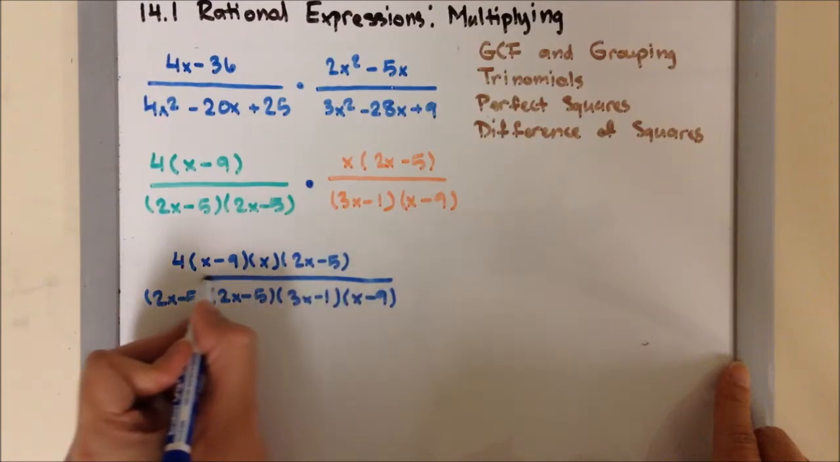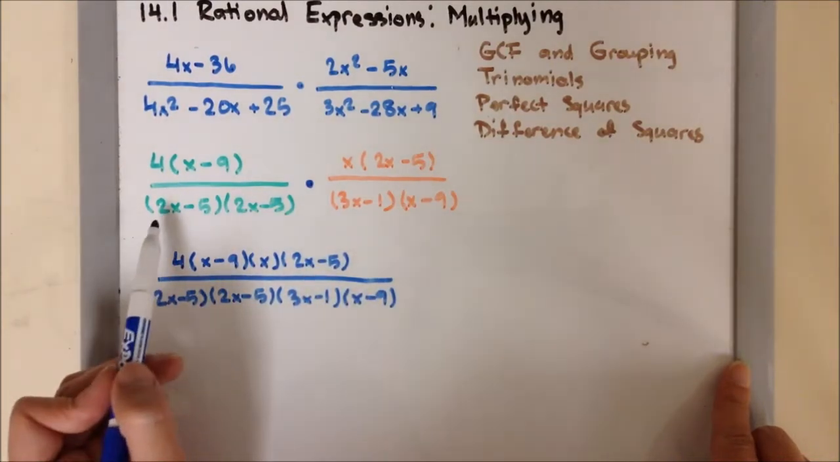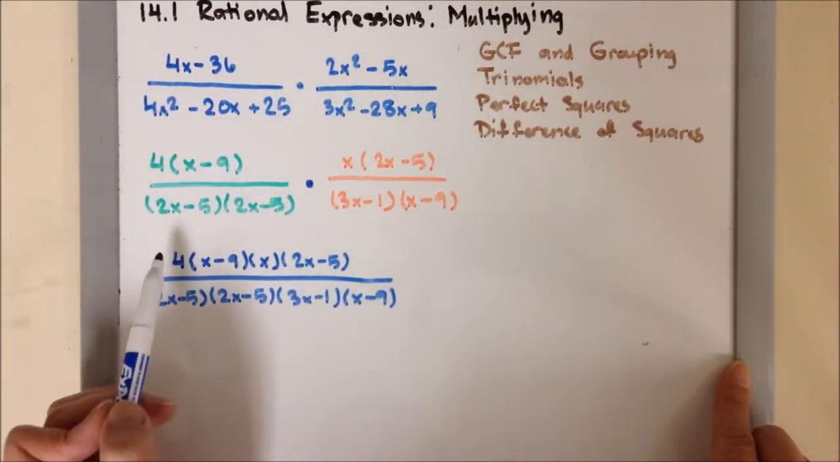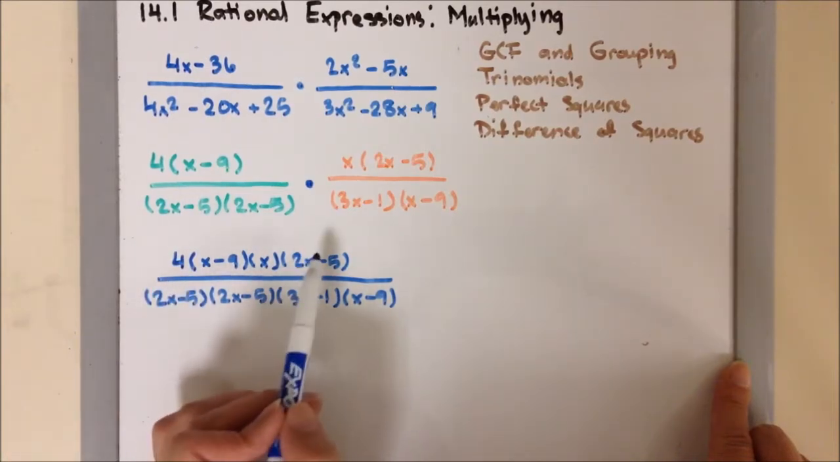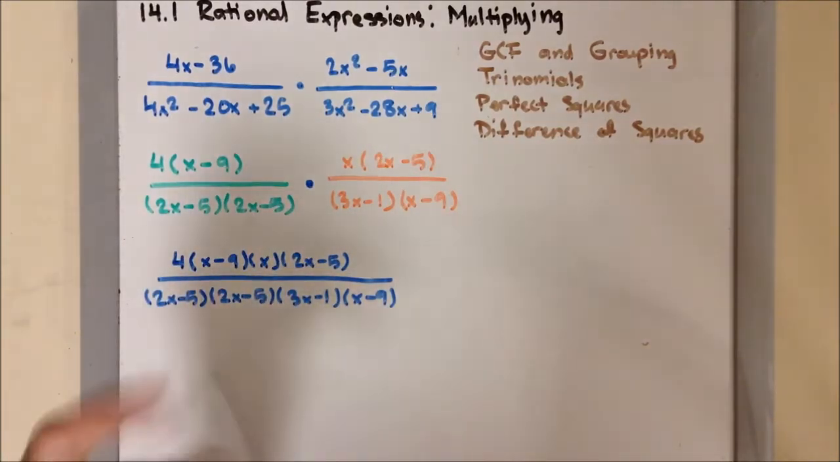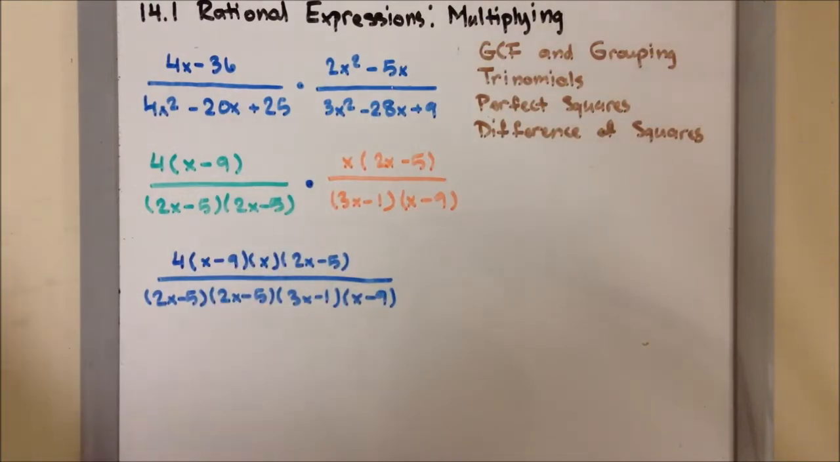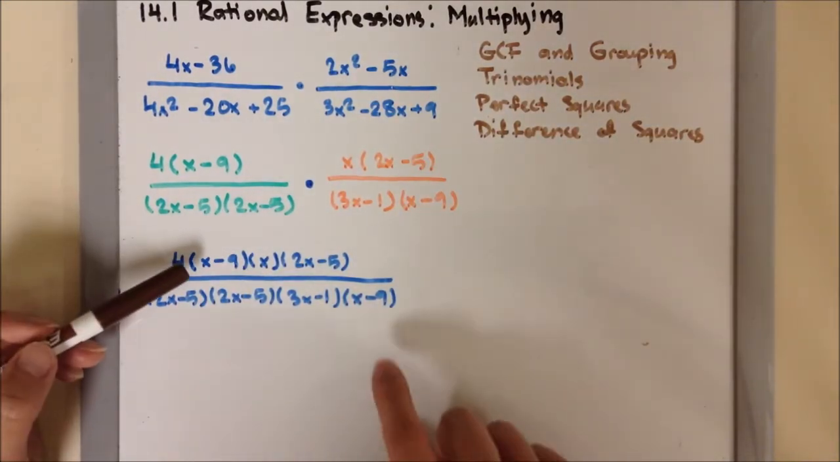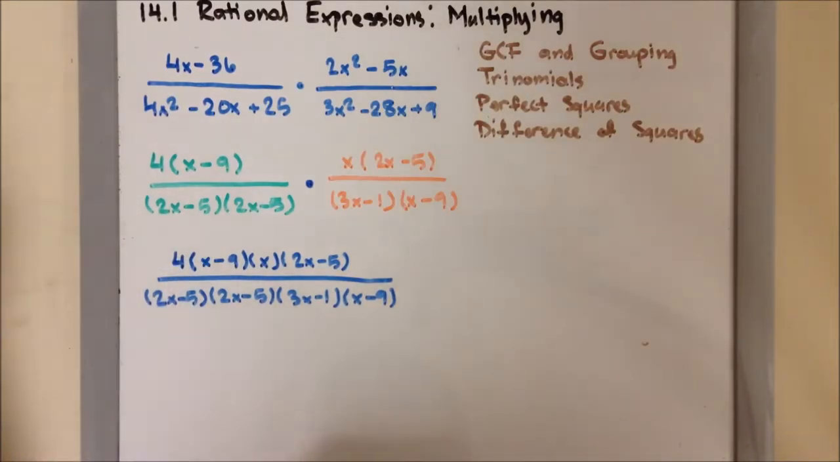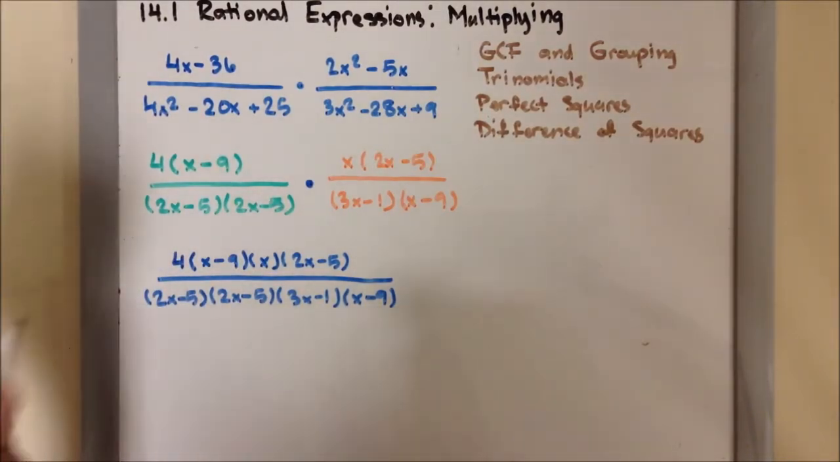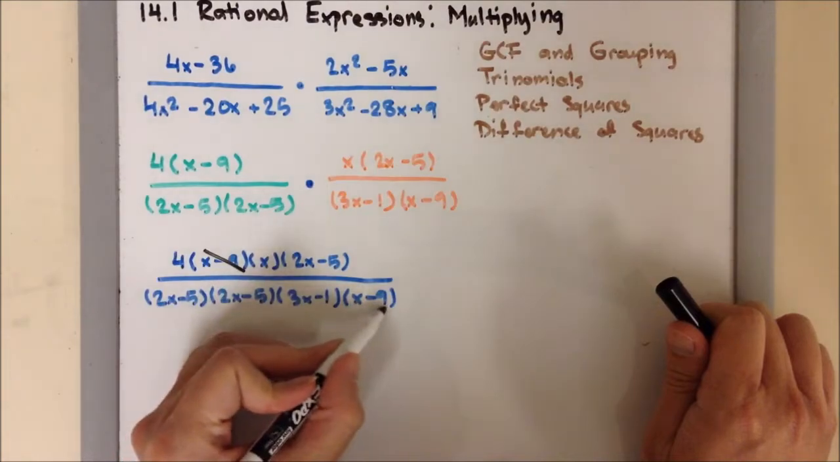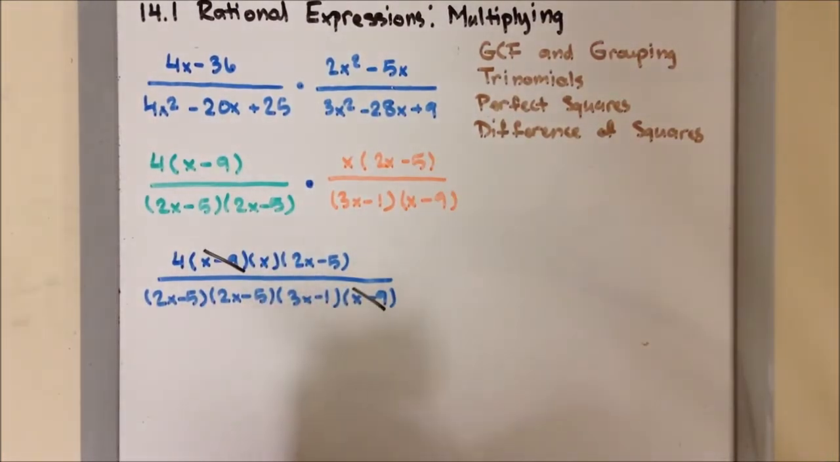Now the reason I leave it in expanded form for 2x minus 5 is you want to check if there's a factor in the numerator that you can divide. So let's take a look at what factors we can divide. I notice I have an x minus 9 in the numerator and denominator, so what I'm going to do is divide, and those two become 1.